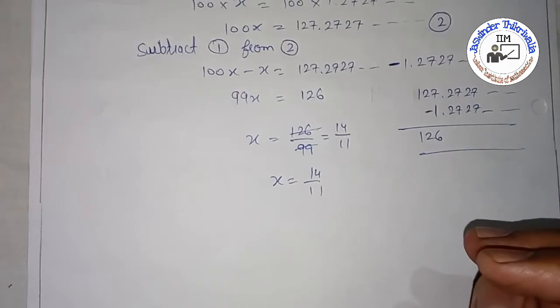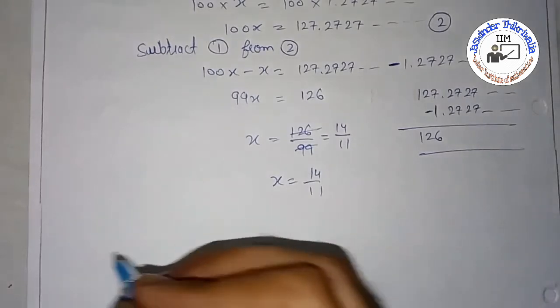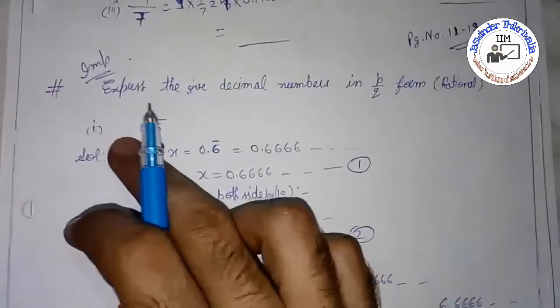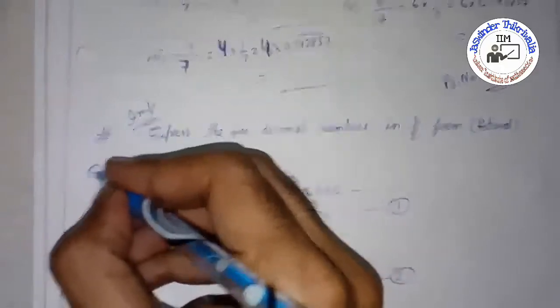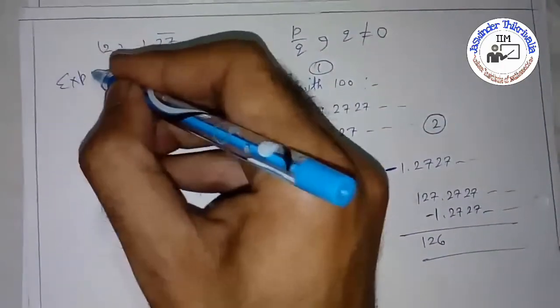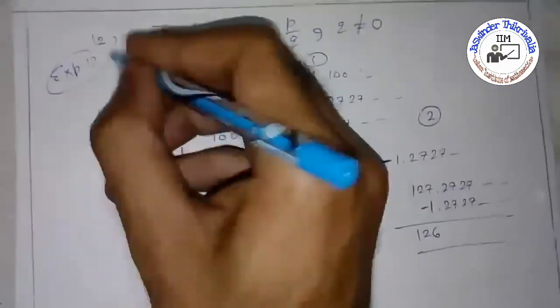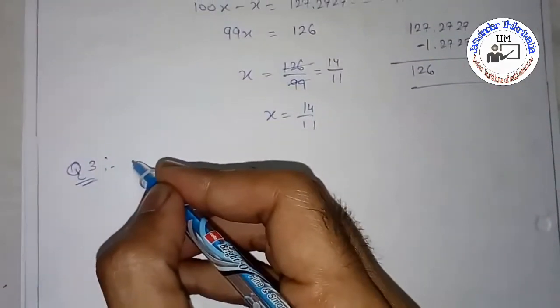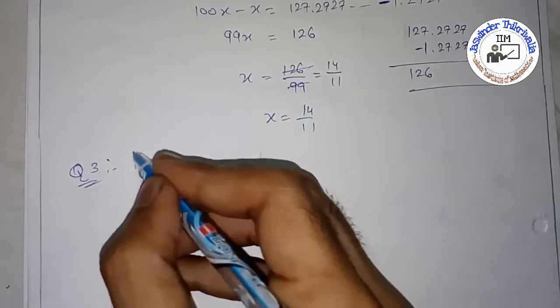Related with this there is question number 3 in your NCERT book. I have explained the first part of question number 3, and this is your example on page number 12. Okay, 11 and 12. Now we will do the third part of question number 3.